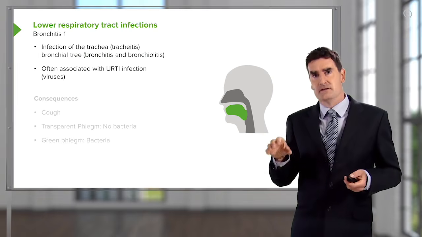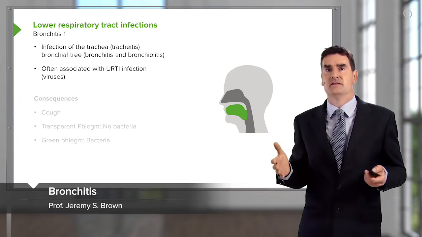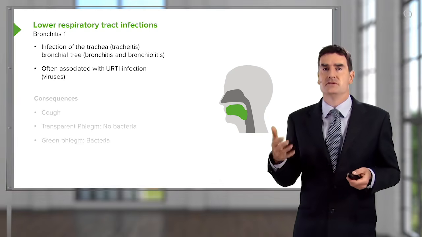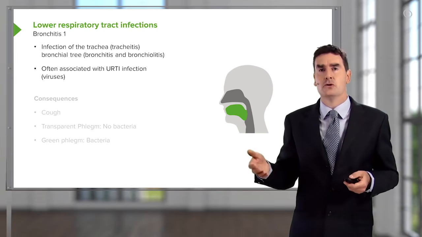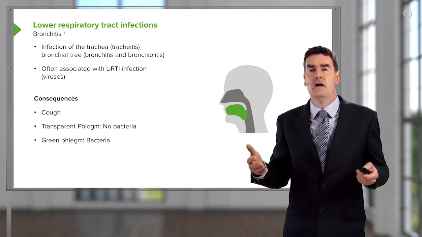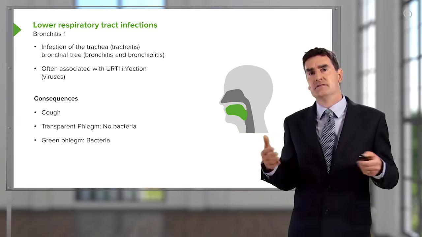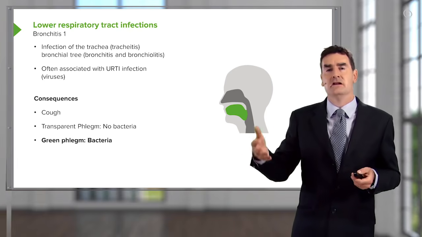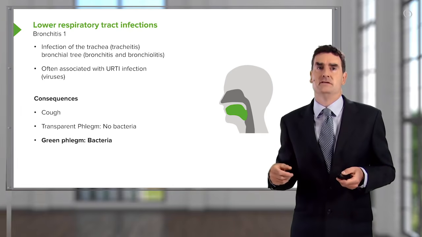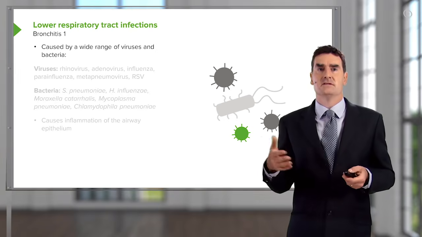So bronchitis is the first form of lower respiratory tract infection we're going to discuss, and that's a bacterial or a viral infection of the trachea or the bronchi. It causes inflammation of the trachea or the bronchi, and the consequence is that you cough and also produce phlegm. Generally speaking, if the phlegm is clear in colour, there's not a bacterial infection, but if the phlegm is green, gunky and thick, then it's likely to be due to a bacterial infection. There's a wide range of viruses and bacteria that cause this, and they're listed here.